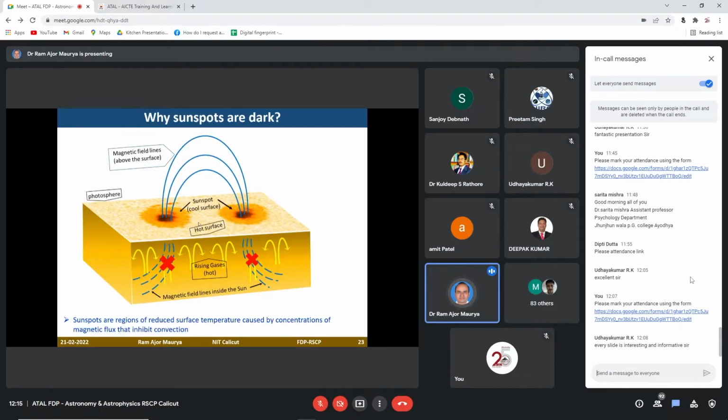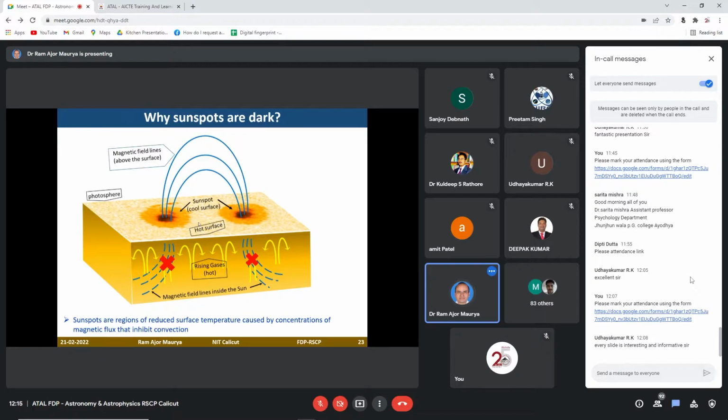And the sunspots, if you count their number and plot it as a function of time, you will find that the sunspots show some kind of cyclic variation on the surface of the sun. That is called the sunspot cycle or solar cycle. The period of this cycle is 11 years. So after every 11 years, the number of sunspots changes on the surface of the sun.